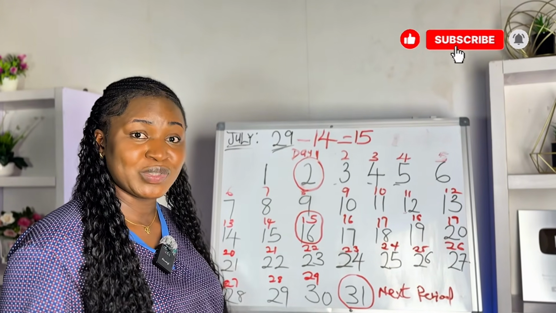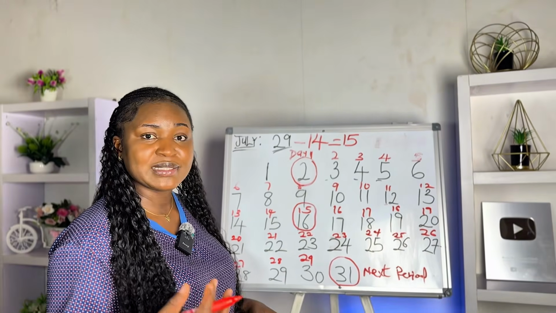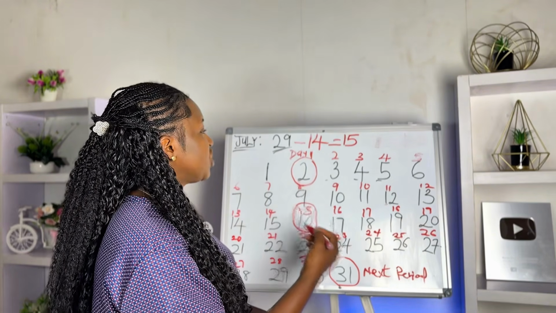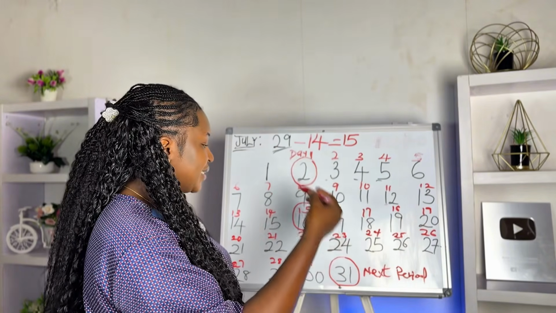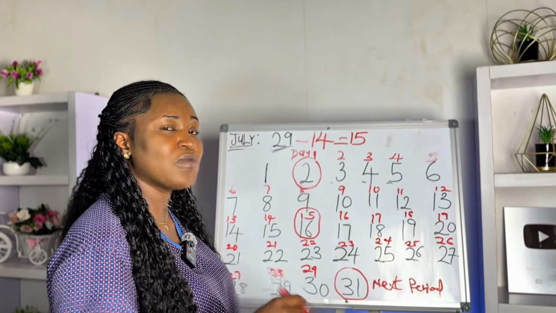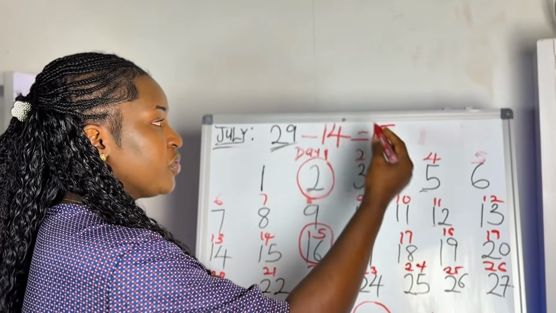We are not done yet. We still have other steps to cover. Let me just give a quick recap. So like I said earlier, no matter what your cycle length is, be it 29, 28, 26, 30, 35, no matter what it is, all you have to do is subtract 14. Then you get your ovulation day.